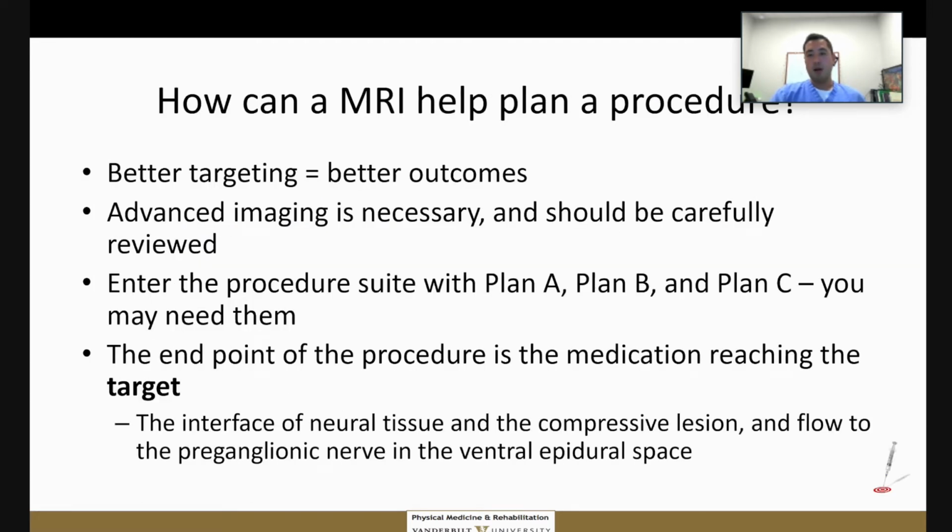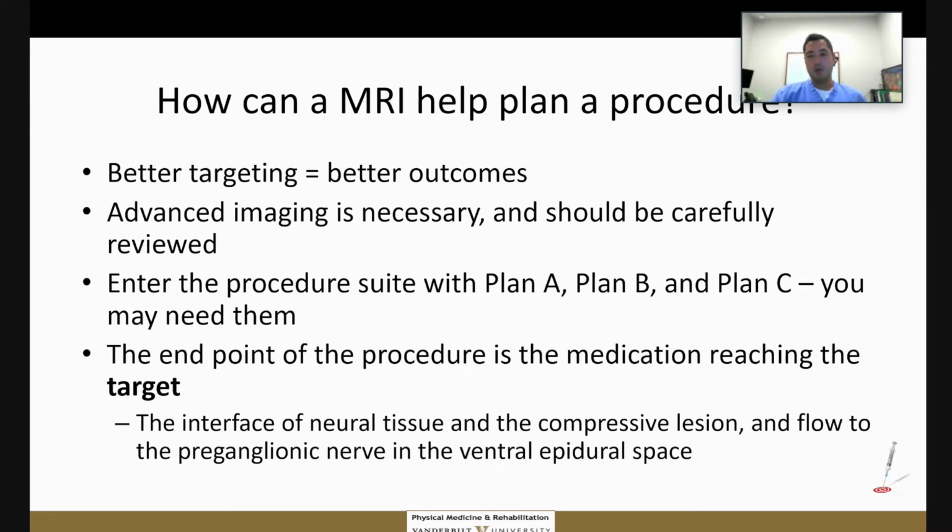How can an MRI help when you're doing a procedure? Well, again, if you just go off x-rays, you're missing out on a lot of the different elements that you're really concerned about, such as the disc, such as the nerve root. So MRIs can help plan where you're actually going to park the needle and injection. Also can help you come into a procedure suite as a backup plan if your first approach does not help. And really, the point of doing an epidural is to put the medication at the target.